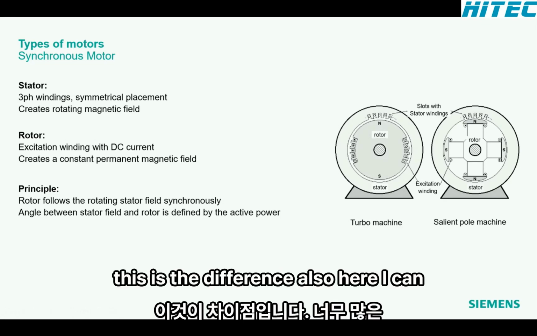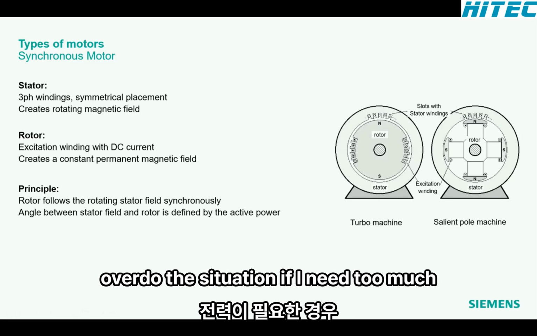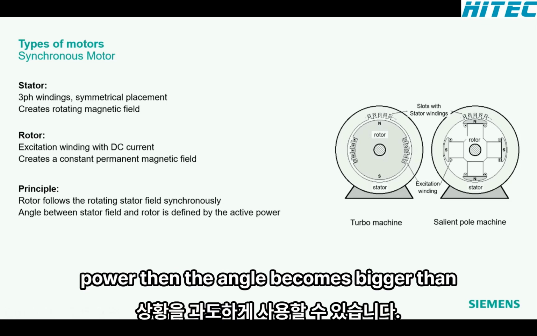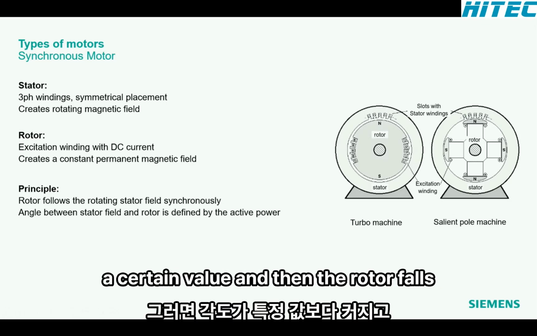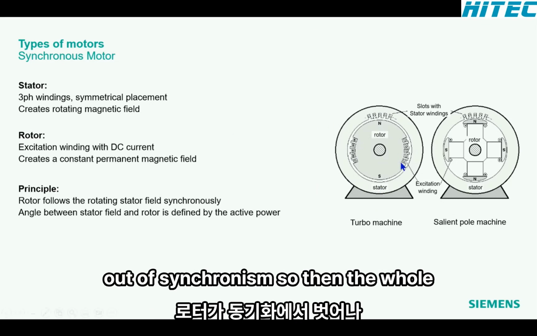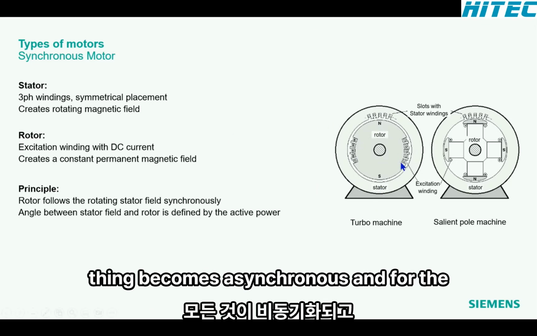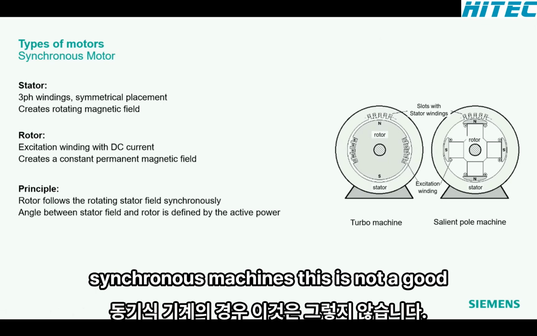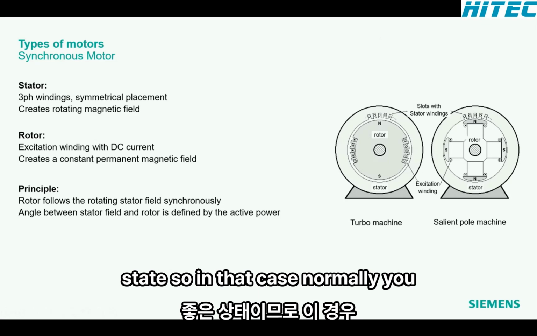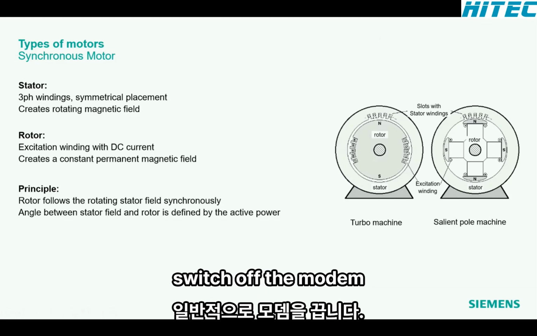This is the difference. Also here I can overdo the situation. If I need too much power, then the angle becomes bigger than a certain value. And then the rotor falls out of synchronism. So then the whole thing becomes asynchronous. And for the synchronous machines, this is not a good state. So in that case, normally you switch off the motor.